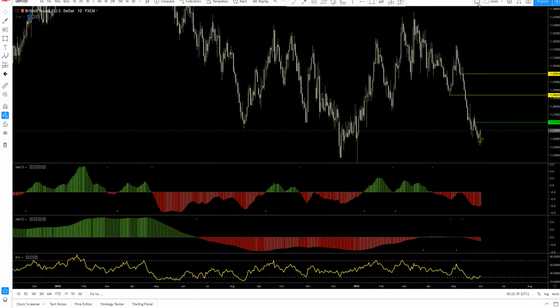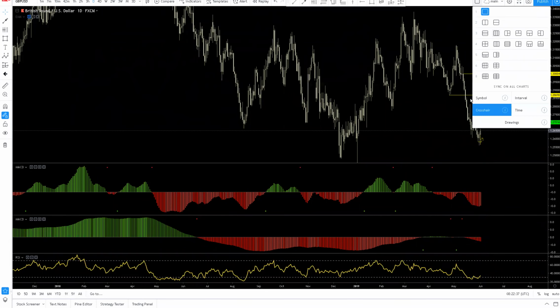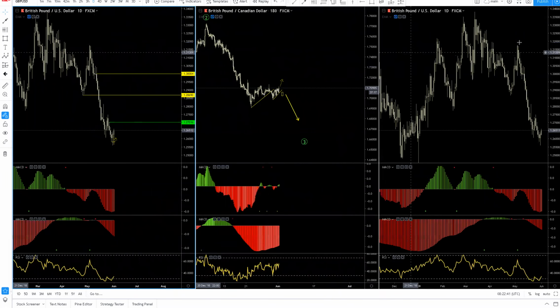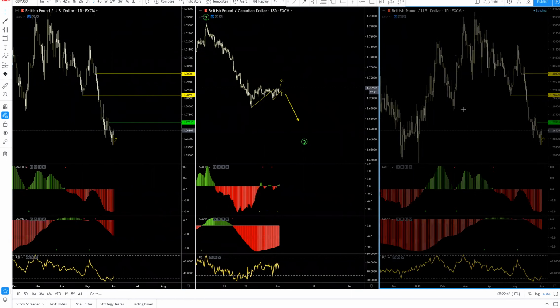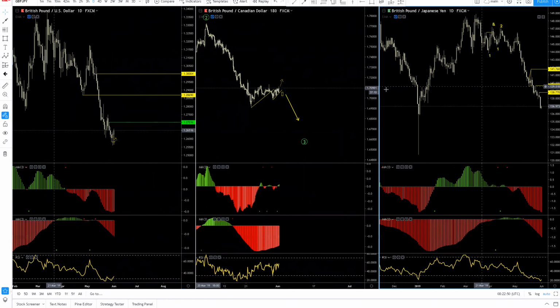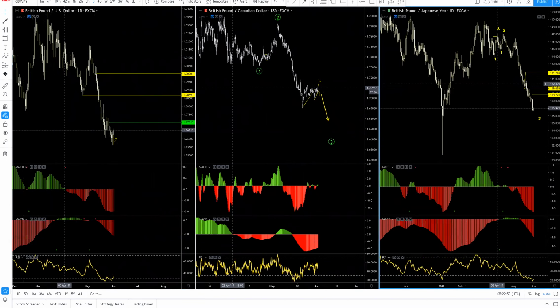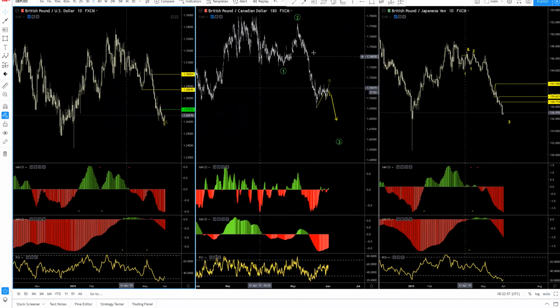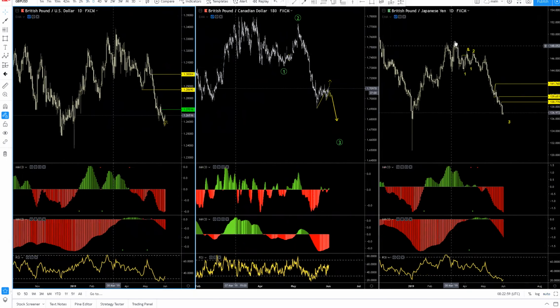Let's make it split screen, a three-way screen. Let's go look at pound yen. Okay, we have pound yen here, the daily. Let's look at the pound yen first. At this point in time over here was when I was interested in the sell. It's on my TradingView. Let's just show that first.